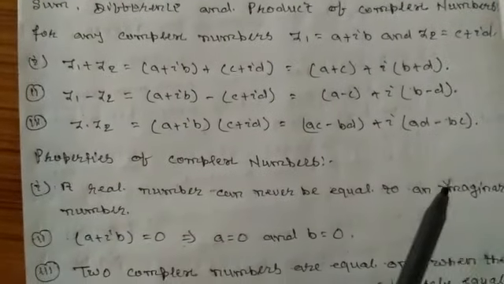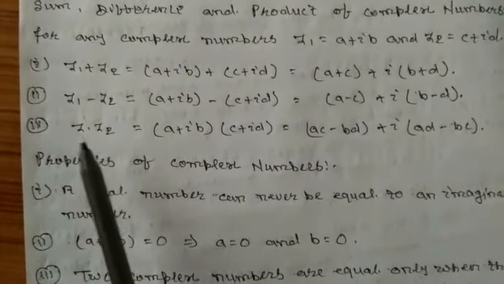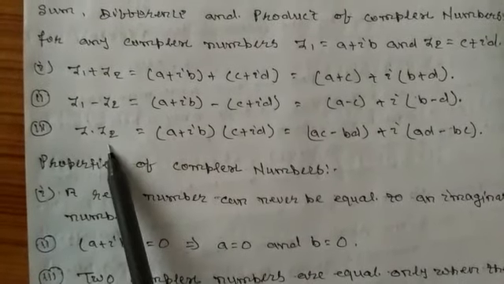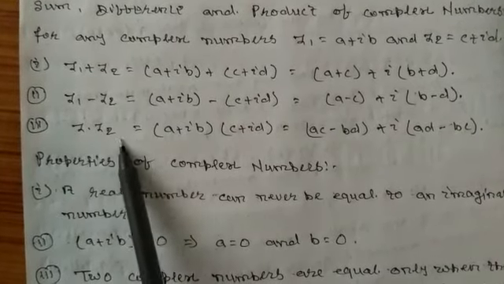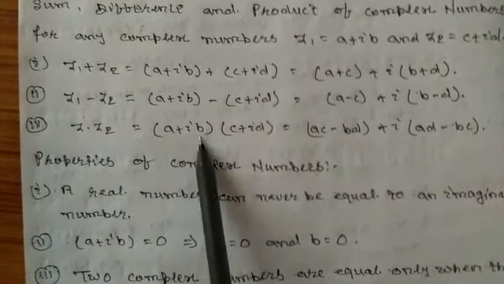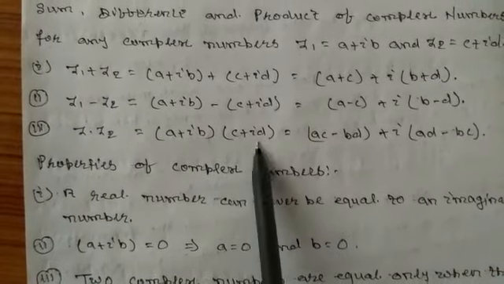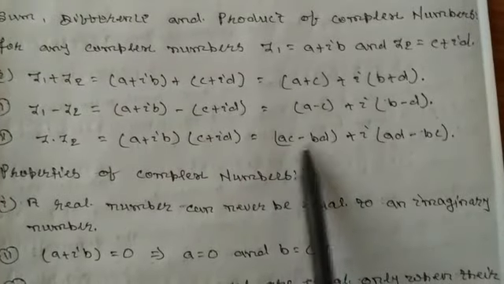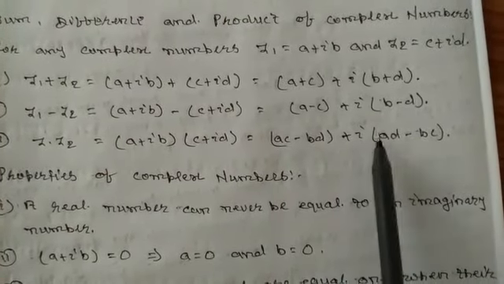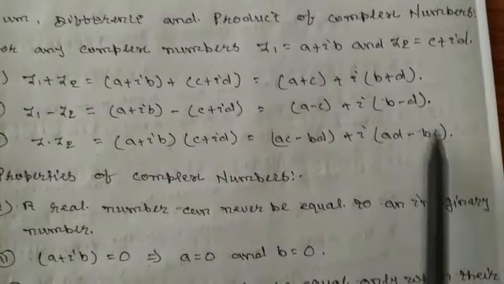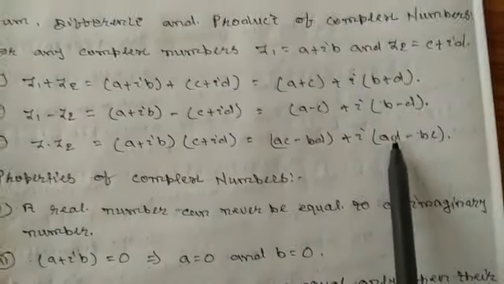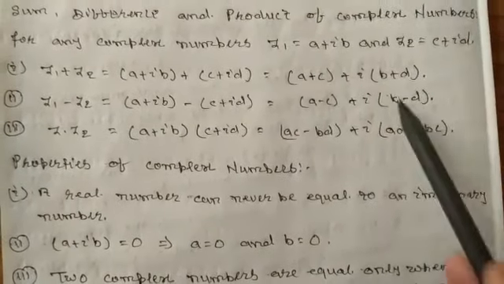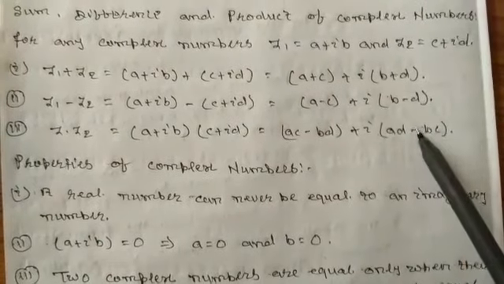Now next, the product of two complex numbers. Suppose we multiply z1 into z2, where z1 is a plus ib and z2 is c plus id. When you multiply together, you will get ac minus bd plus i into ad plus bc. So this is also a complex number. So you can see that complex numbers show the closure property in addition, in subtraction, and in multiplication.